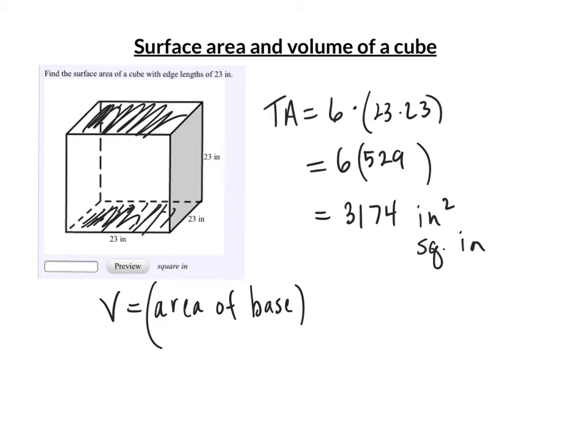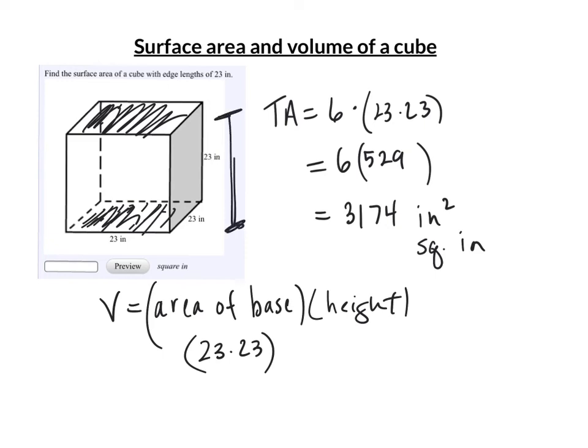So in this case, it's the area of the base times the height. And the area of the base was 23 times 23. And the height is the distance between the bases, right here. It's also 23. So area of the base times the height.